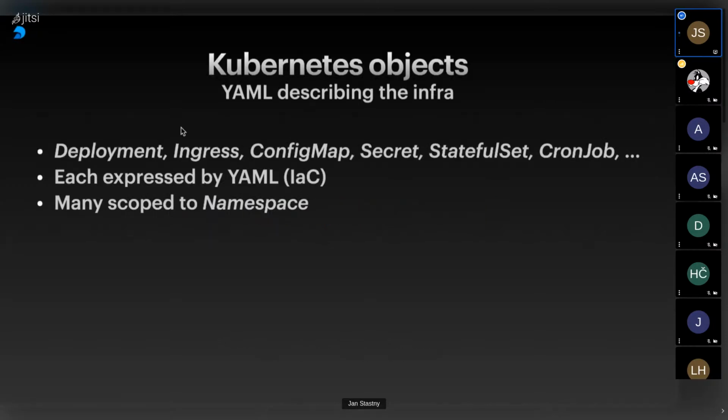We are building all of this on the fact that we are using Kubernetes, which makes it much easier for us. The fact that makes all of this easy is that all of the Kubernetes objects, such as deployment, ingresses, config maps, cron jobs, or whatever else you can think of, can be expressed by YAML, as infrastructure as code.